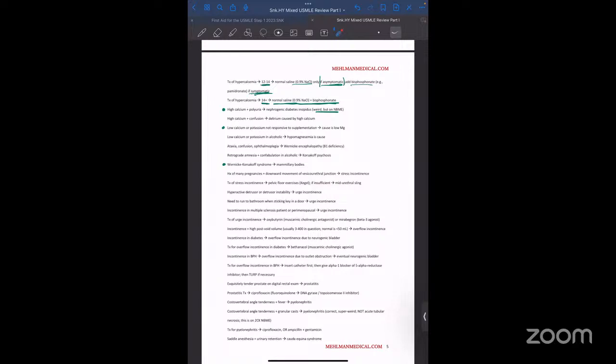Hyperactive detrusor or detrusor instability is urge incontinence. Need to run to the bathroom and sticking key in a door. This is usually the scenario in urge incontinence.